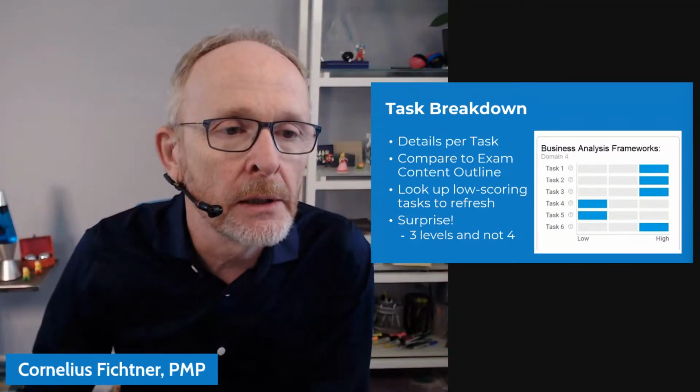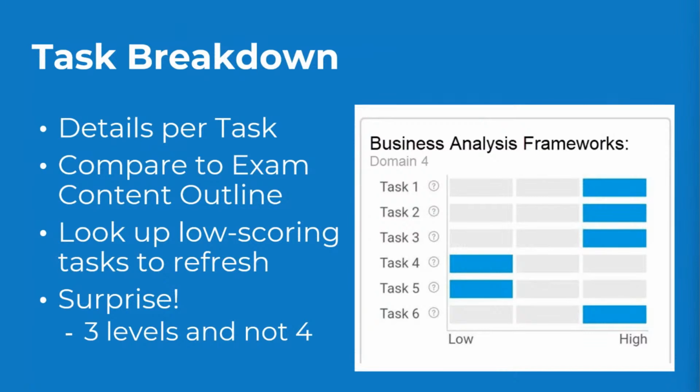And right now we are here at the task level, and we're looking at how this person fared in regards to domain 4, business analysis frameworks. You can clearly see that in tasks 1, 2, and 3 there in the image, the blue area is far to the right, so they scored high in this, whereas in 4 and 5 they scored low, and task 6 is again high, right?